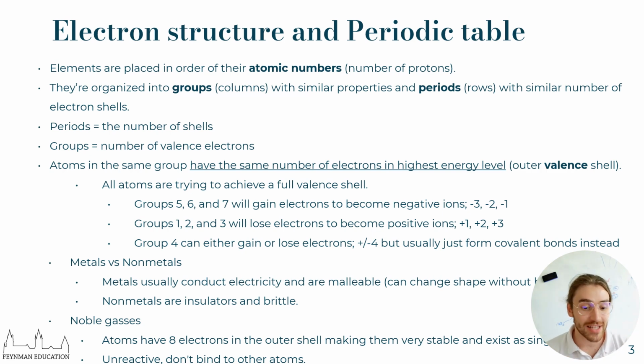Our metals versus our non-metals can also be seen in our periodic table. Metals are malleable, which means they can move. They can conduct electricity. We'll get to that when we do bonding. Non-metals are usually insulators and kind of brittle. Then we have our noble gases, which are in group 8, meaning they have a full outer shell, so they don't need to gain or lose electrons. They're quite stable and don't bind to other atoms.